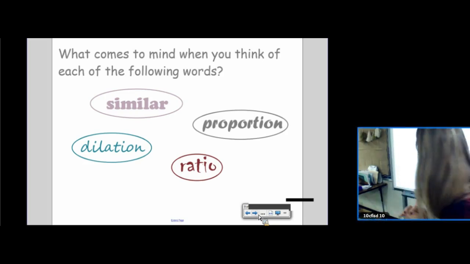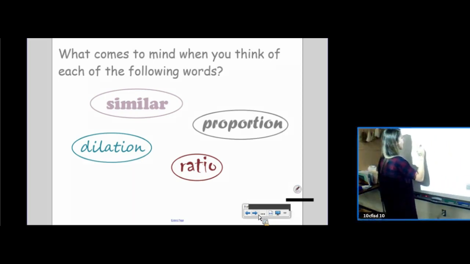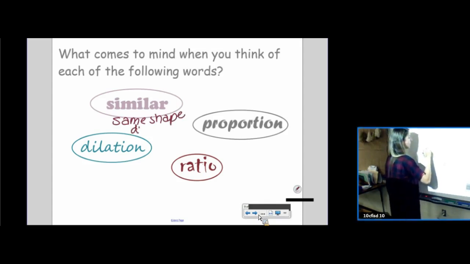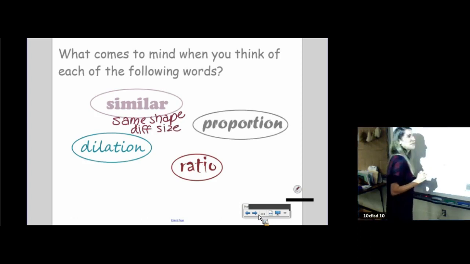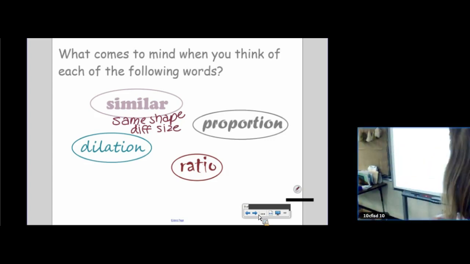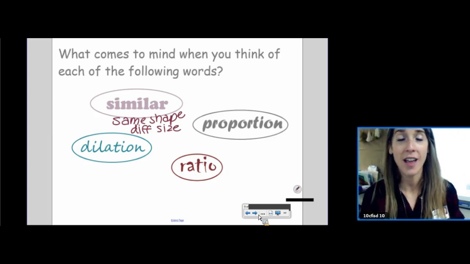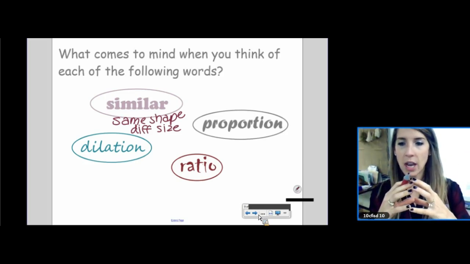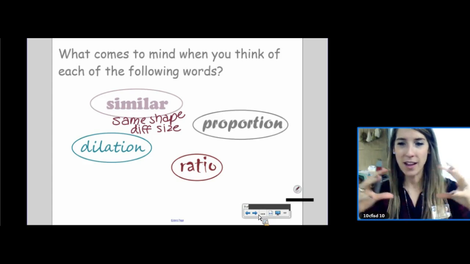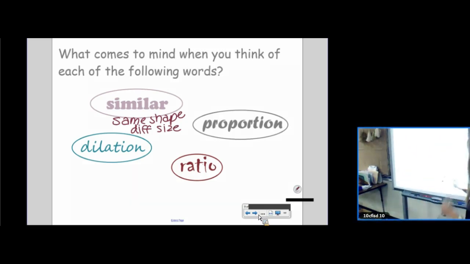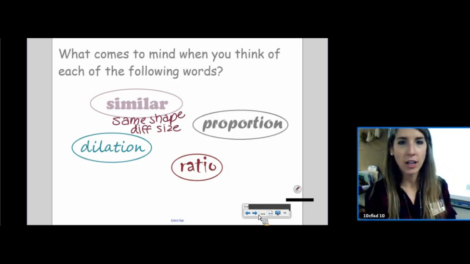Similar. So we talked about that earlier. It is the same shape, but different size. That's what similar means. It's not the formal definition. It's just kind of the layman's terms for what it means. A dilation, that's a transformation, like a translation, a reflection, a rotation. But a dilation is an enlargement or a reduction. So you're changing your figure proportionally, enlarging it or reducing it proportionally. That's a dilation.